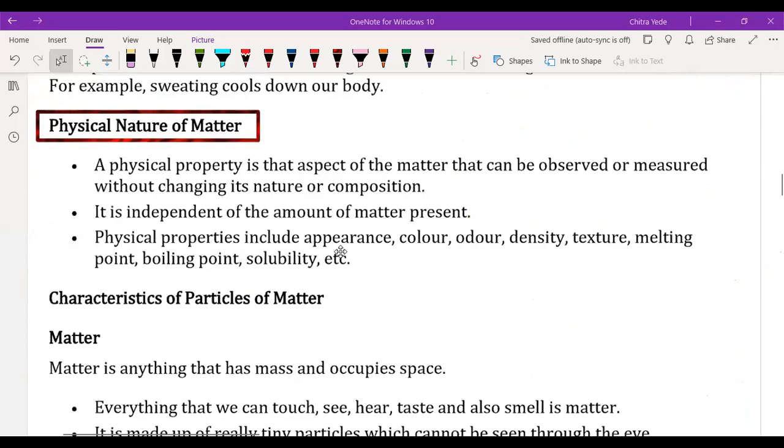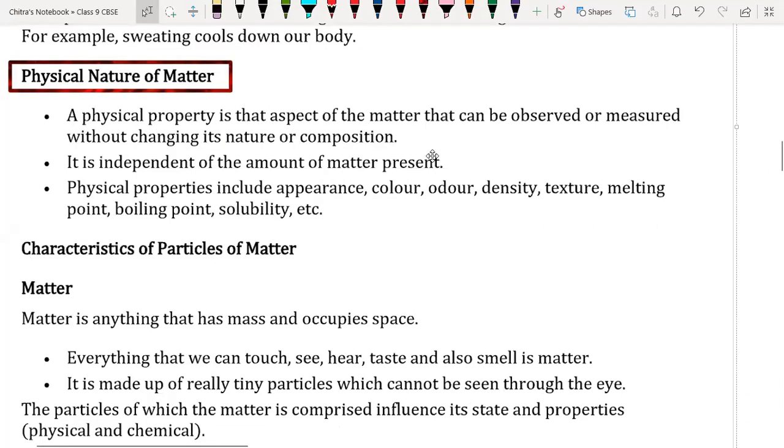In today's lecture, first we are going to discuss the physical nature of matter. Physical is nothing but the physical properties of matter. Physical properties are those aspects of matter that can be observed or measured without changing its nature or composition. And very important, those properties are called the physical nature of the substance.